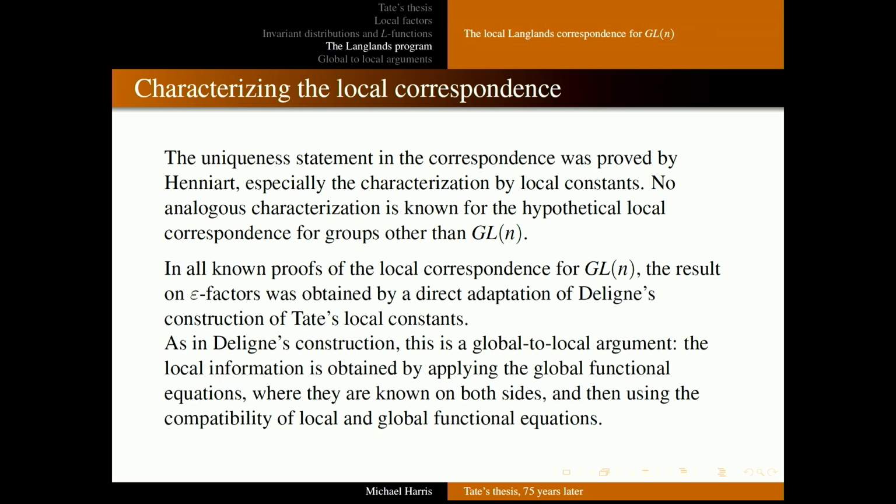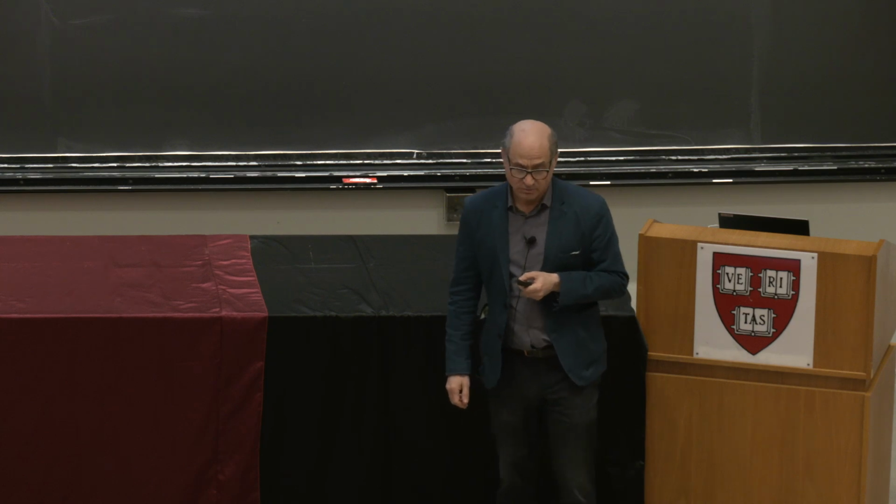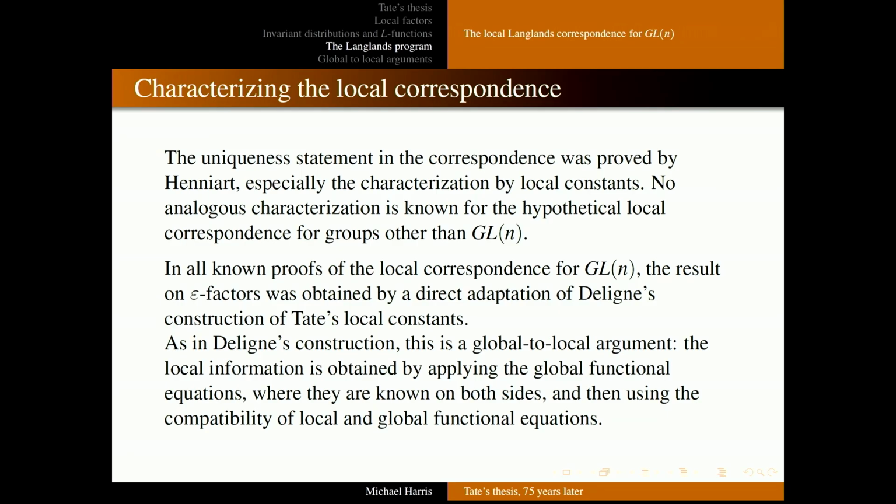And in fact, the point I want to make is that in all the known proofs of the local correspondence, the result on epsilon factors was obtained directly by adapting Deligne's article in which he constructed Tate's local constants. It's a global to local argument, in fact. The local information is obtained by applying the global functional equations and then the compatibility of local and global functional equations.